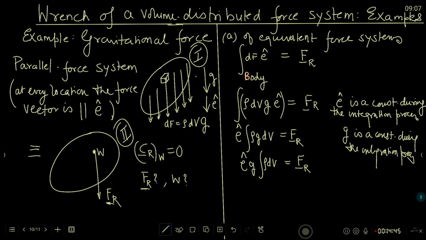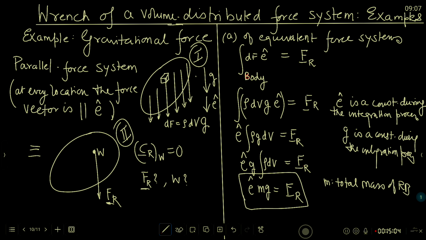Rho times dV is simply the total mass of the RB. So I get Fr as mg times E, mg along the direction E. That's the net force. The next question is, where should I put this force? I need to find W.